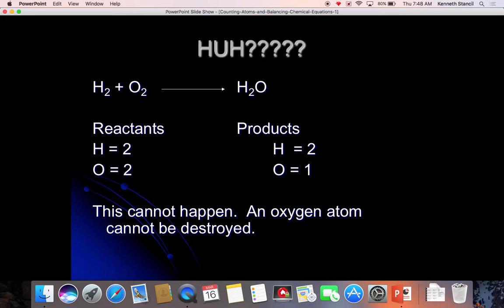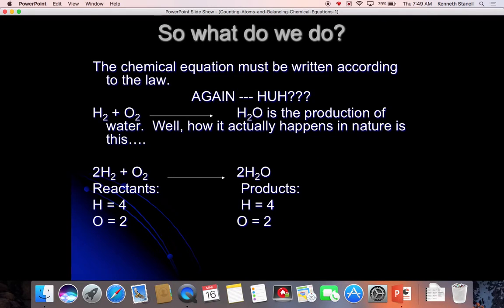Now the law of conservation of mass says what? Matter cannot be created nor destroyed. It changes where it's at, what its state is. So right here we've lost a what? We've lost an oxygen atom. Well, we can't lose it. We got to find it, or we got to change our equation. The chemical equation must be written according to the law.